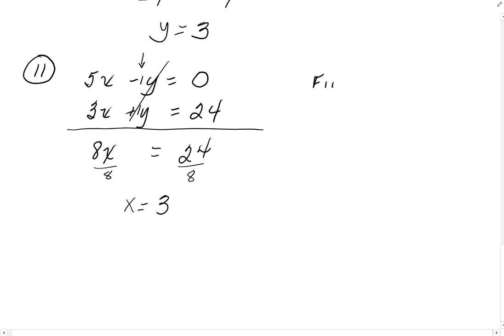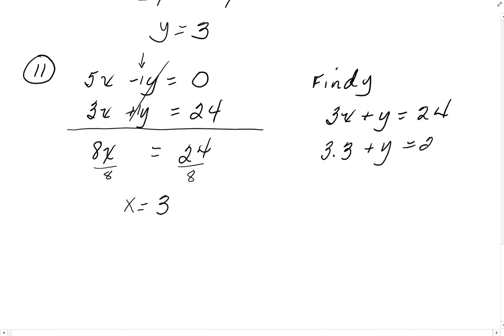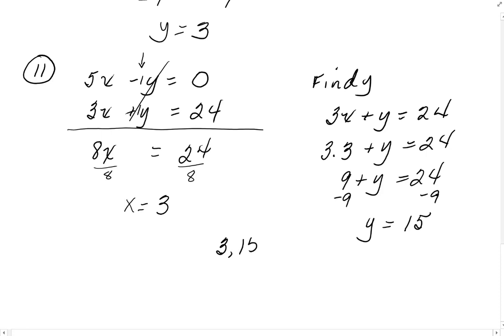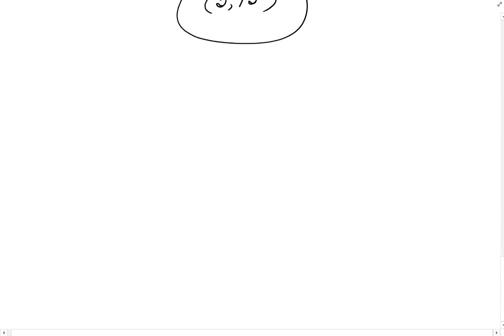You need to find y. So it doesn't matter. I'm going to choose 3x plus y is 24. Plug in. That's 3 times 3 plus y is 24. 9 plus y is 24. Subtract 9, and y is 15. Your ordered pair is 3, 15. Make sure that you put them in xy order, no matter what order you actually find the values. All right, the last one in the first set of problems, number 12.